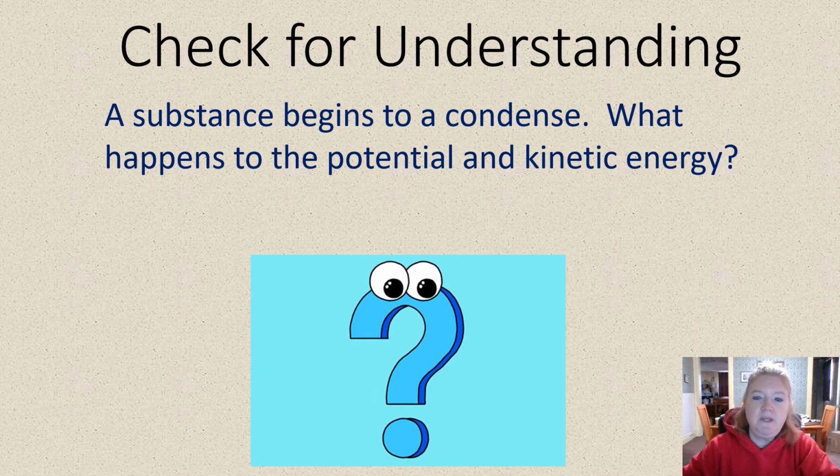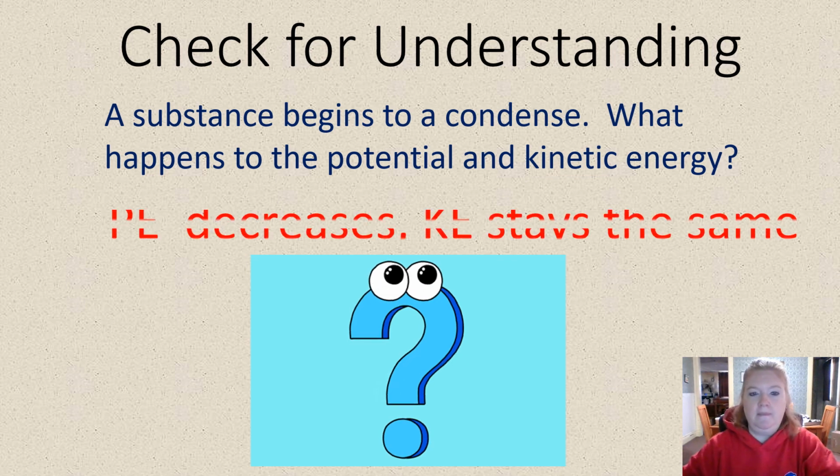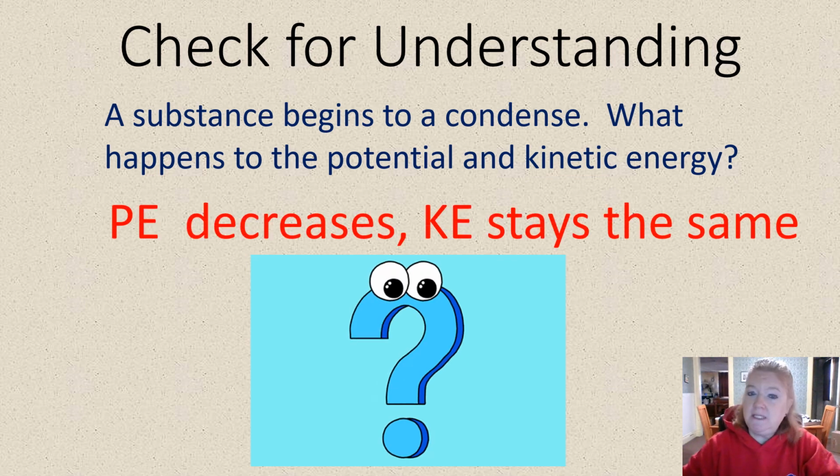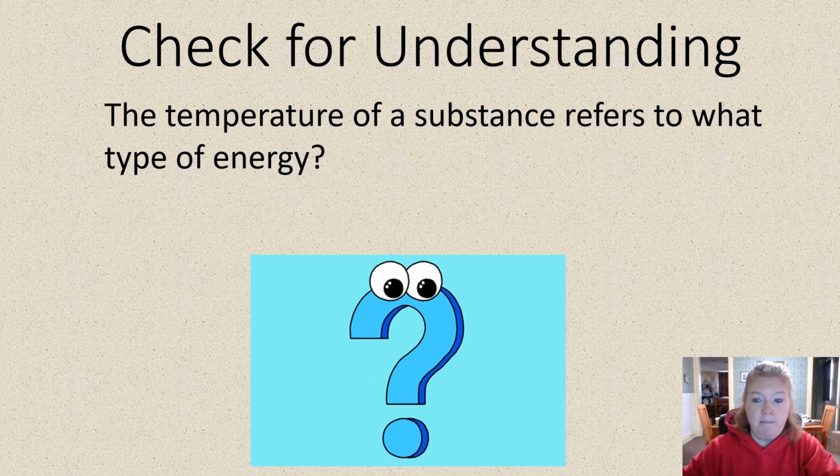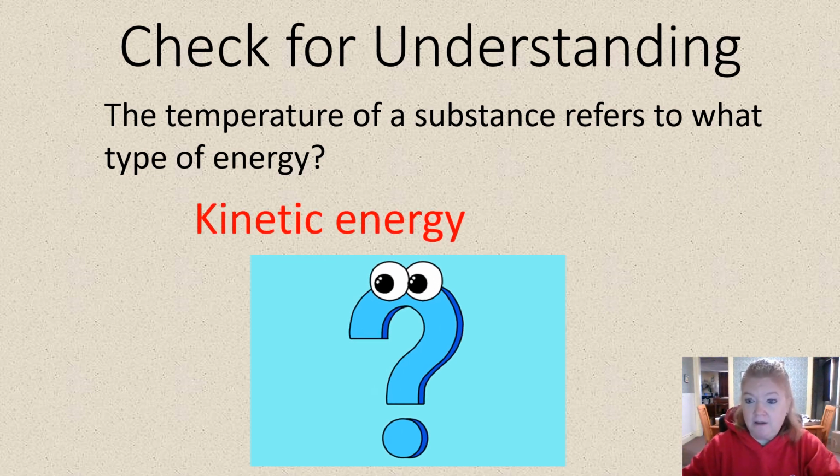So a substance begins to condense. What happens to the potential and the kinetic energy? Well, the potential decreases, but the kinetic stays the same because while it's condensing, the temperature doesn't change. Temperature, do you remember what it is? What kind of energy? Kinetic, right? It's a measure of the average kinetic energy.